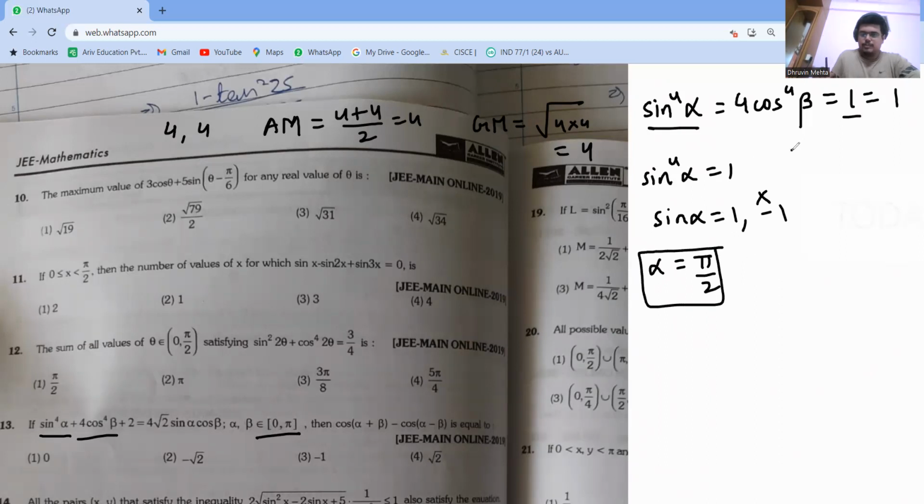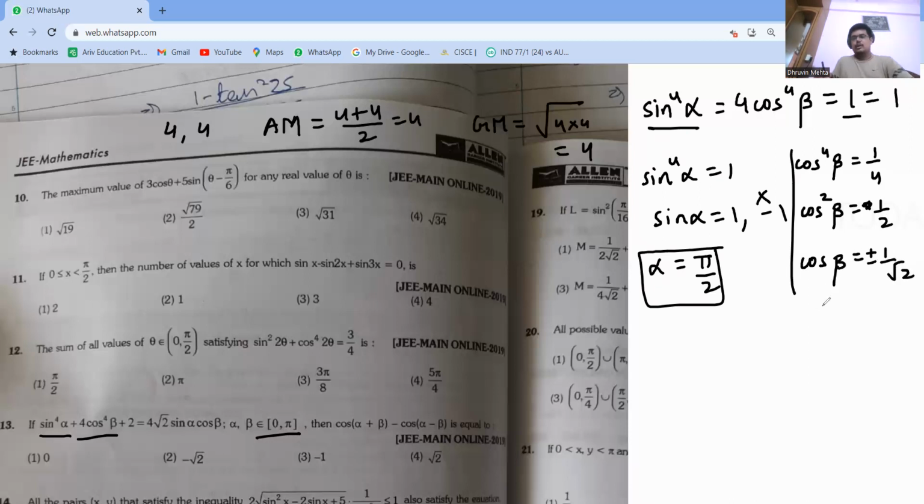Okay, that is done. Next, from here we get cos raised to 4 beta is equal to 1 by 4. So we'll get cos square beta is equal to half, and cos beta will be plus or minus 1 by root 2. Are you guys following this?